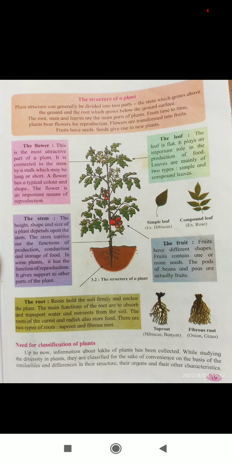The root. Roots hold the soil firmly and anchor the plant. The main functions of roots are to absorb and transport water and nutrition from the soil. The roots of the carrot and radish also store food. There are two types of roots, taproot and fibrous root.